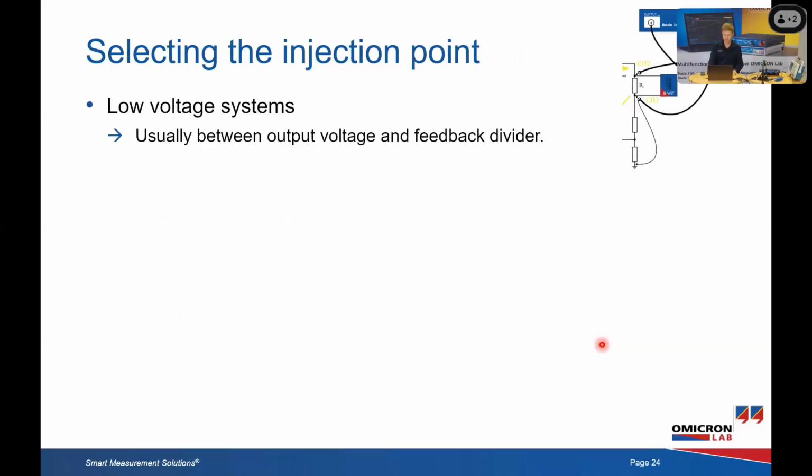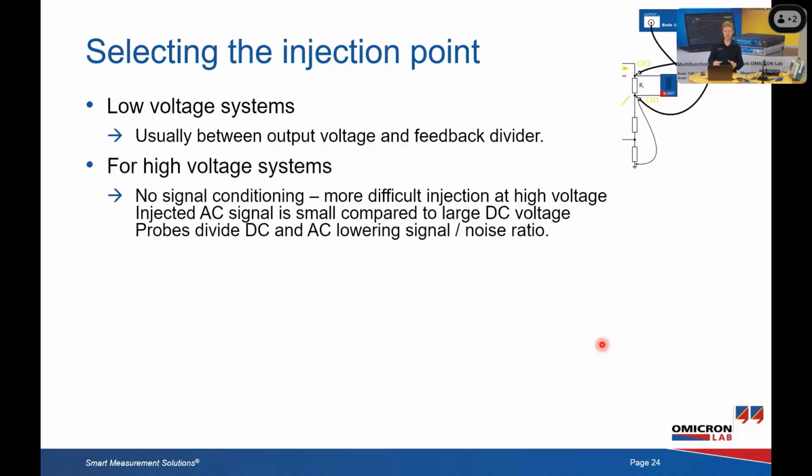So selecting the injection point on low voltage systems, it's usually between the output voltage and the feedback divider. The feedback divider has kiloohms, hundreds of kiloohms. The output of the converter has big capacitors. So it's a small impedance and it's a big impedance forward. That's well suited.